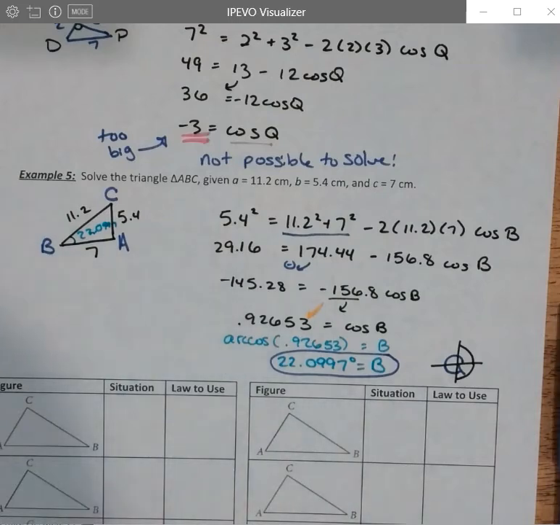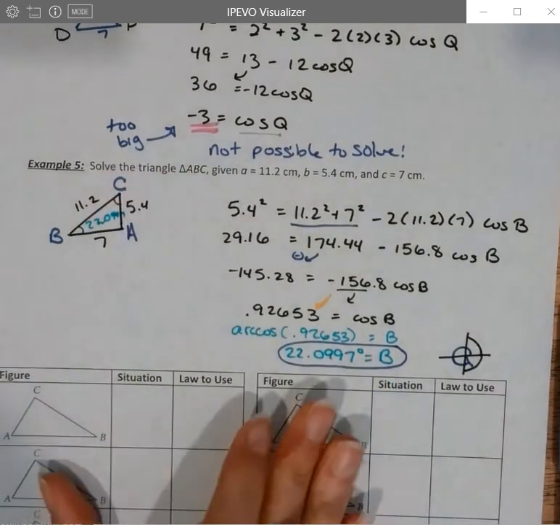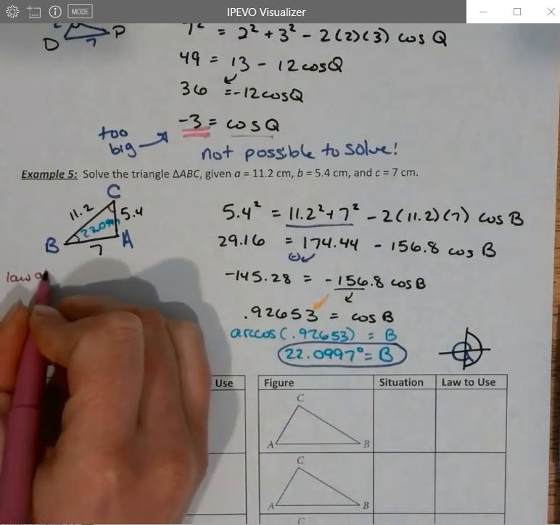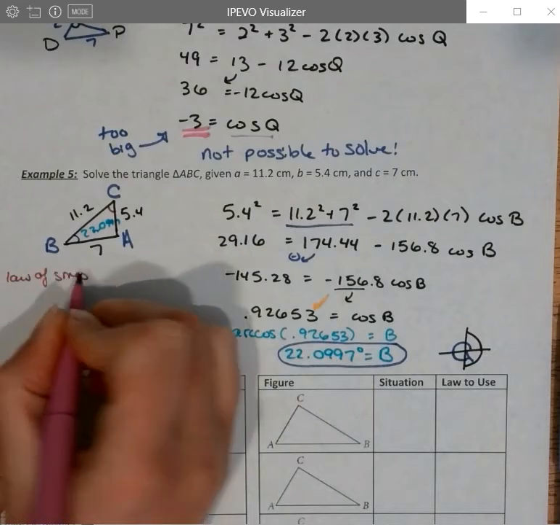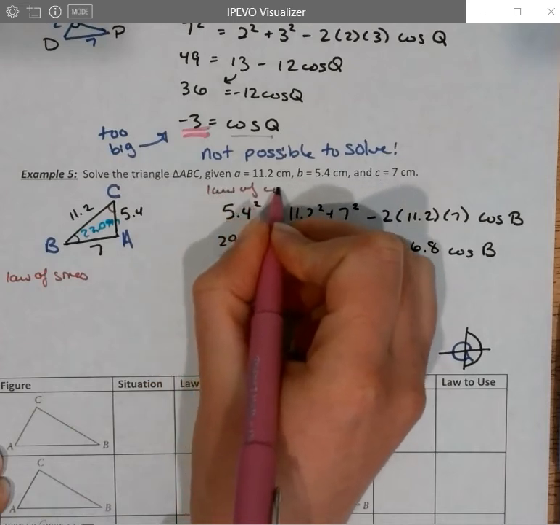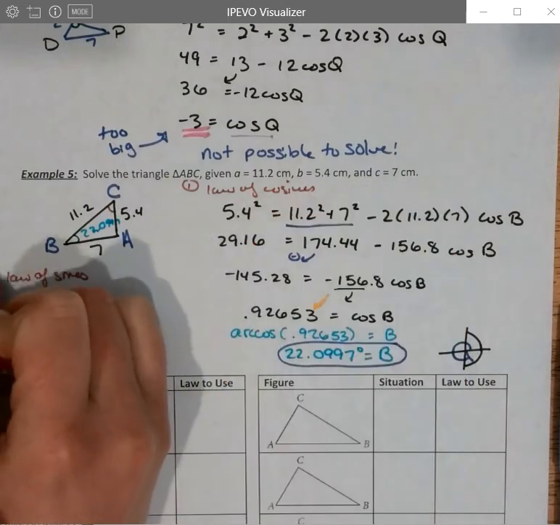So let's just say we're going to go ahead and find C first. Doesn't matter which one we find first, but I can use subtraction to find the third. So if we now use law of sines, if we go back and number our steps, we had our law of cosines, and we did that first, and then our law of sines we're going to do second.